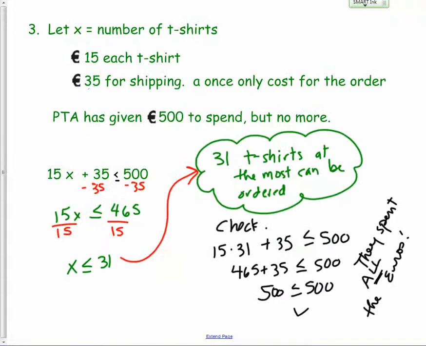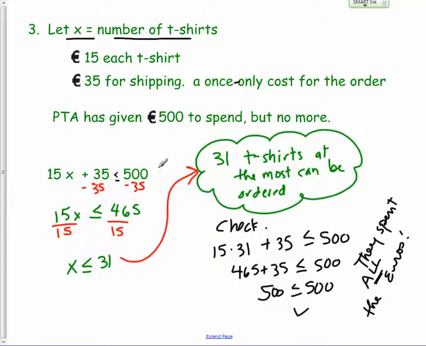So that's numbers 1 and 2. Number 3, you had to show your steps of problem solving. The problem told you that t-shirts cost 15 euros each. You pay a once-only cost for the shipping, and that's 35 euros. The PTA has given the student council or the booster club 500 euros to spend on t-shirts, but they can't spend any more than that. So you had to come up with a plan, and writing an inequality is a good plan for this. If you let x be the number of t-shirts, and they're 15 euros each, 15 times x is the price of x t-shirts, plus your 35 euros for shipping, has to be less than or equal to 500 euros.